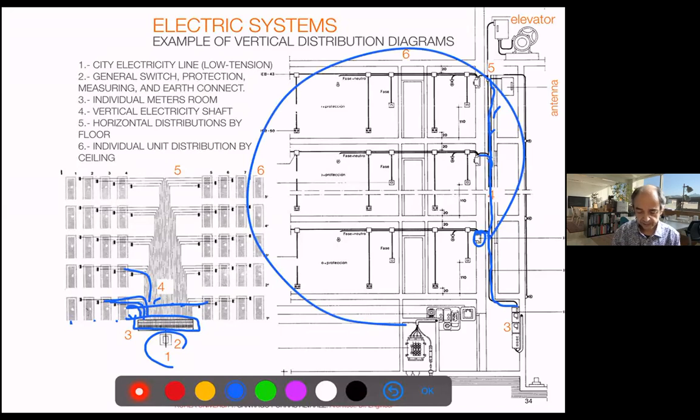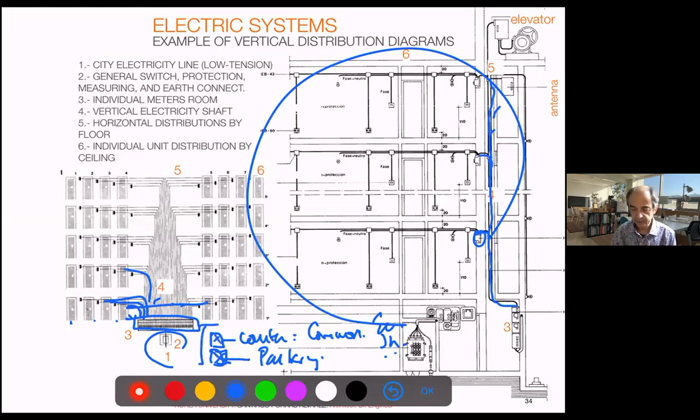One thing which is important, we always need one counter for the common spaces, right, which are shared. So elevator, stairs, and so on. And probably you need a different one for the parking, because often parking users are not the same as the unit users. So in some cases, you put different counters, so the cost will be shared by the real users only.